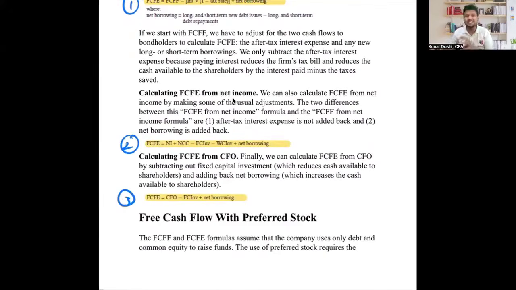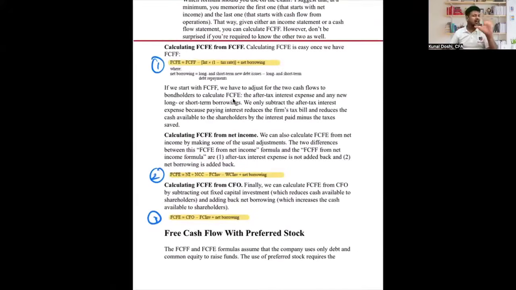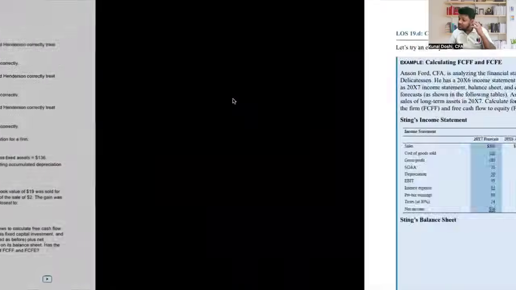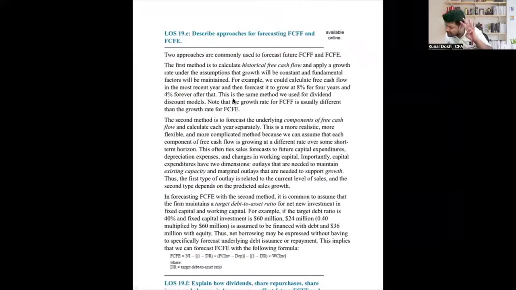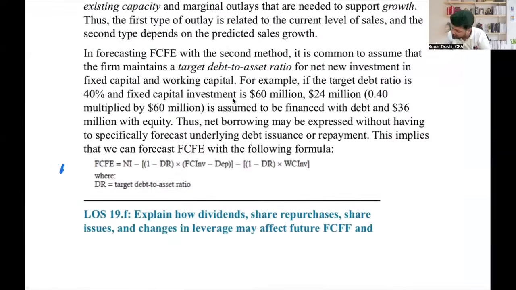Correct. Then we will do the discussion of preferred capital. Right now we are assuming there are no preferred shareholders. However, there is one more approach of deriving FCFE, when we are given something called the target debt ratio. That is the fourth approach. So the fourth approach of FCFE is when they have given us the target debt ratio, yes. So four approaches of FCFF, four approaches of FCFE.